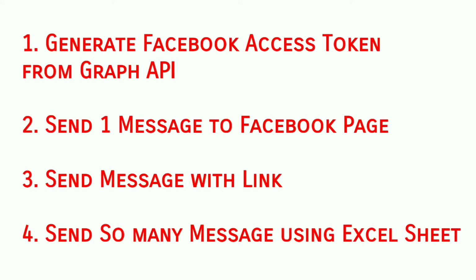I divided the tutorial into 4 parts. In the first part, we will learn how to generate a Facebook access token from Graph API. In the second, we will send a single message to Facebook automatically. In the third part, we will send a message with a URL, a link. And in the fourth, last part, we will send so many messages with links using an Excel sheet.